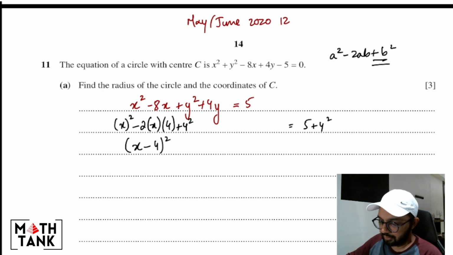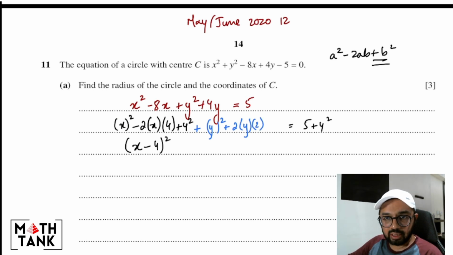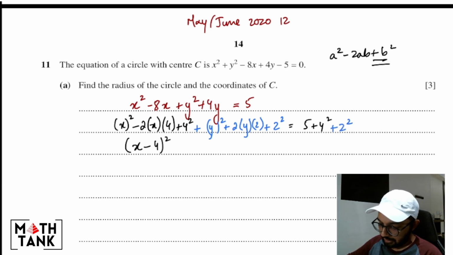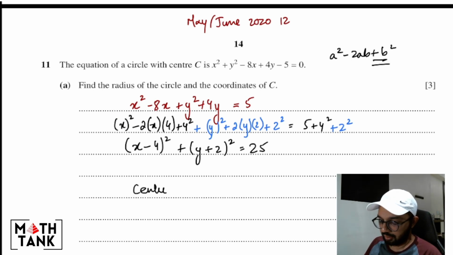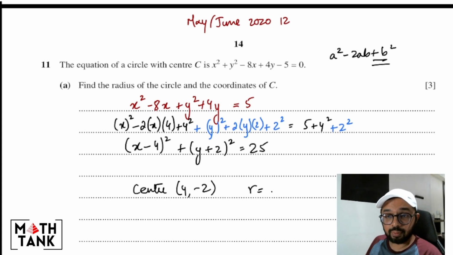Now when I'm completing the square for y, again I have y square, I have 2a. The value for b should be 2 because I need a total of 4y, and I'm going to add 2 square here, and I'm going to add 2 square to the other side as well. So this gives me y plus 2 whole square equals to 5 plus 16 plus 4, which is 25. So the coordinates of the center are 4 comma minus 2, and the radius is root of 25, which is 5.